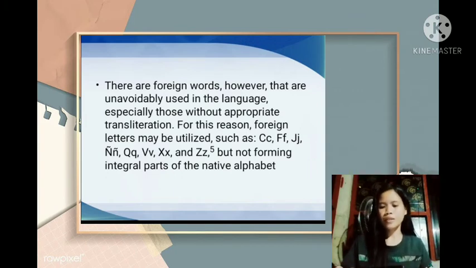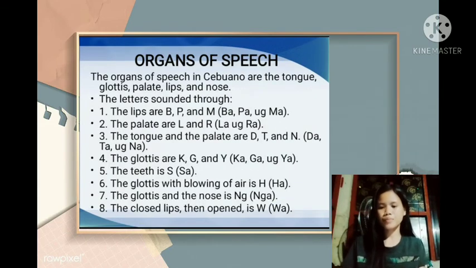There are foreign words, however, that are unavoidably used in the language, especially those without appropriate translation. For this reason, foreign letters may be utilized such as C, F, J, N, Q, V, X, and Z, but they do not form an integral part of the native alphabet.